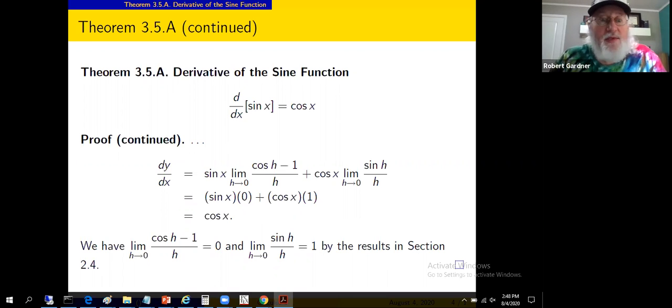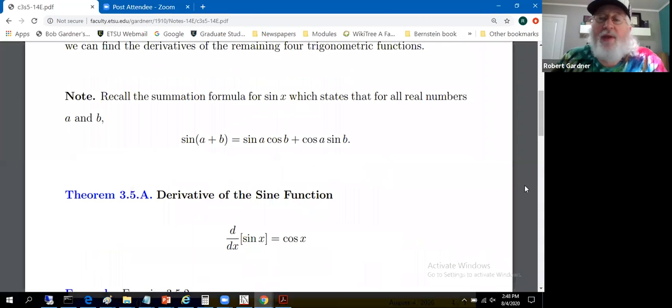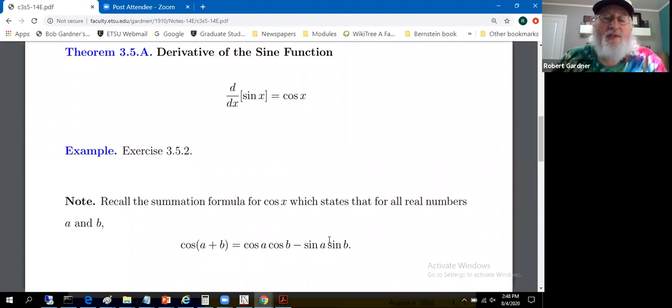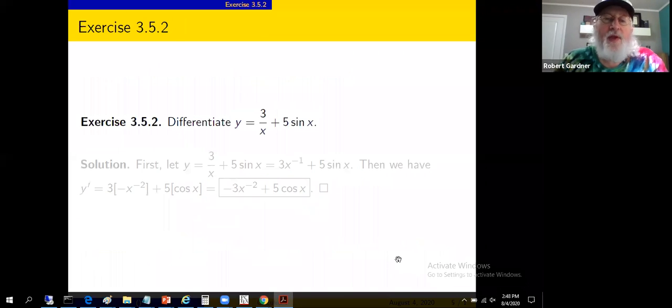Let's differentiate cosine. But first, let's run back to the notes. Guess what we need to differentiate cosine? We'll need a summation formula for cosine as well. Ooh, let's do a super quick little example too. Let's do that while we're here.